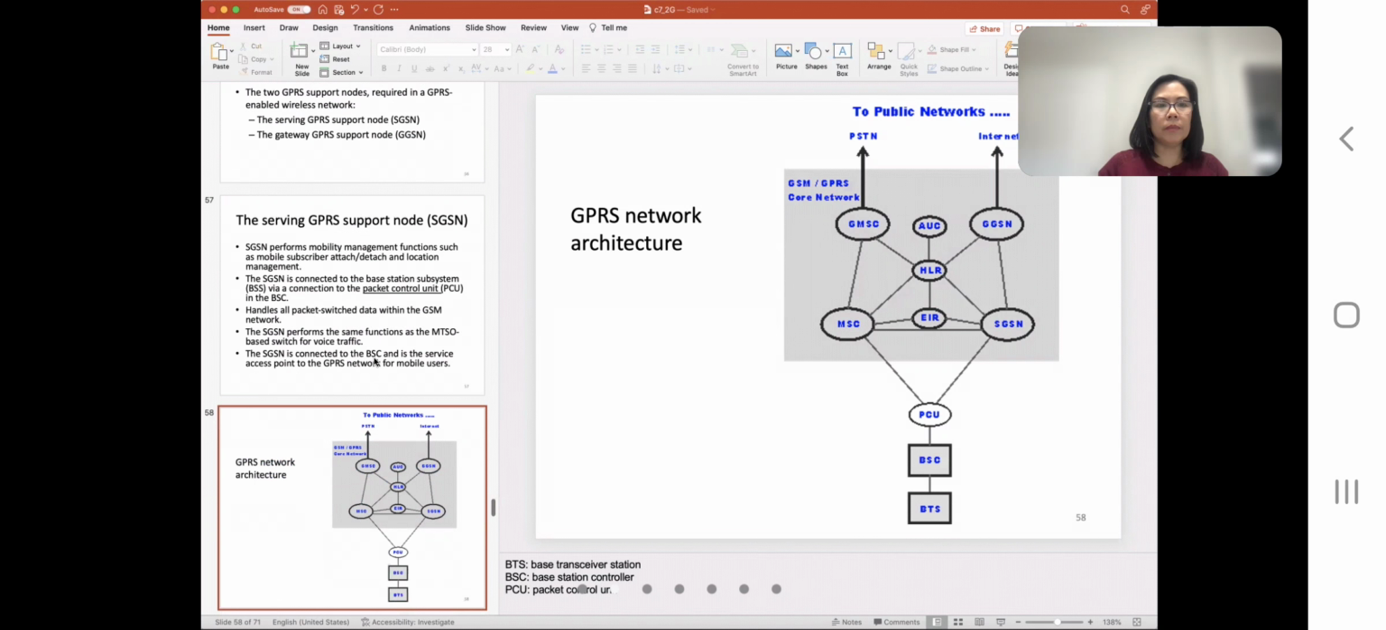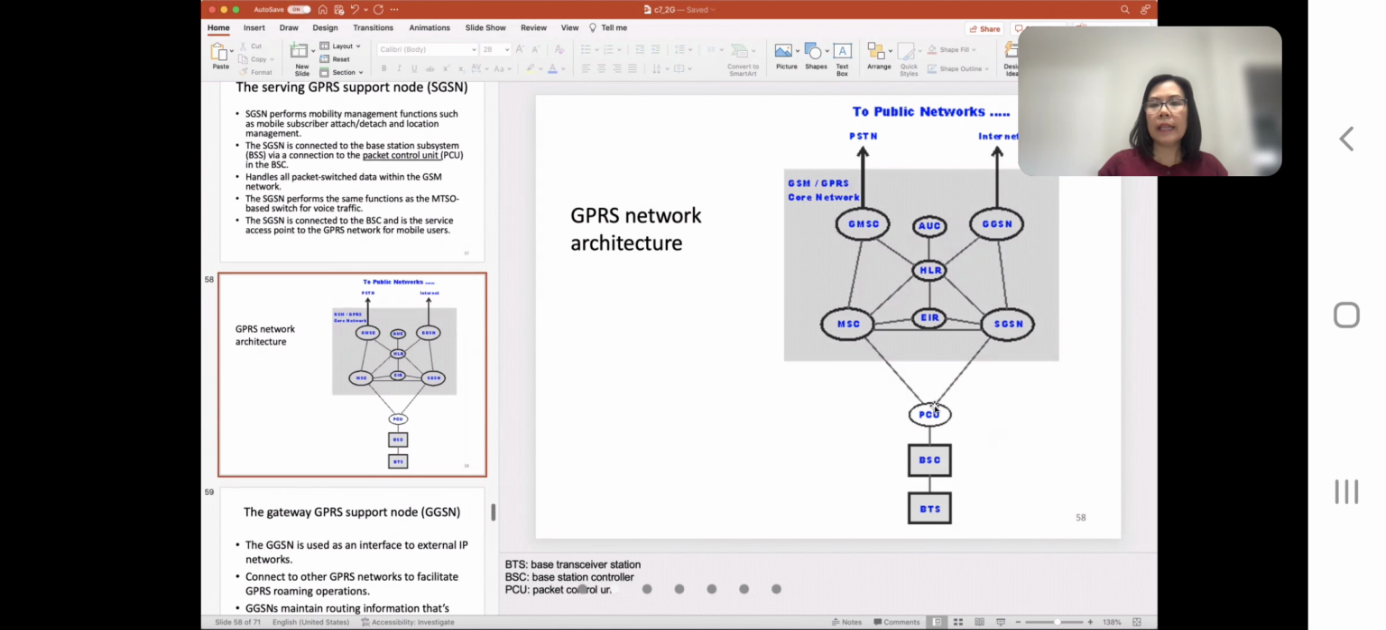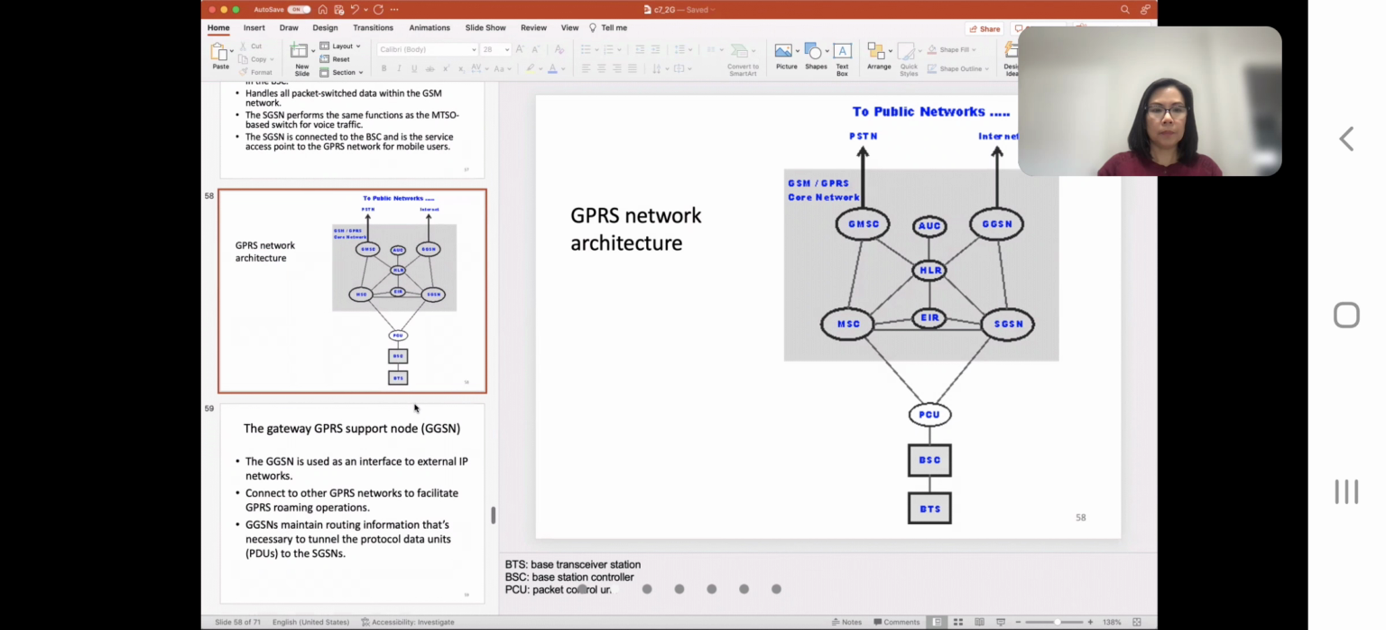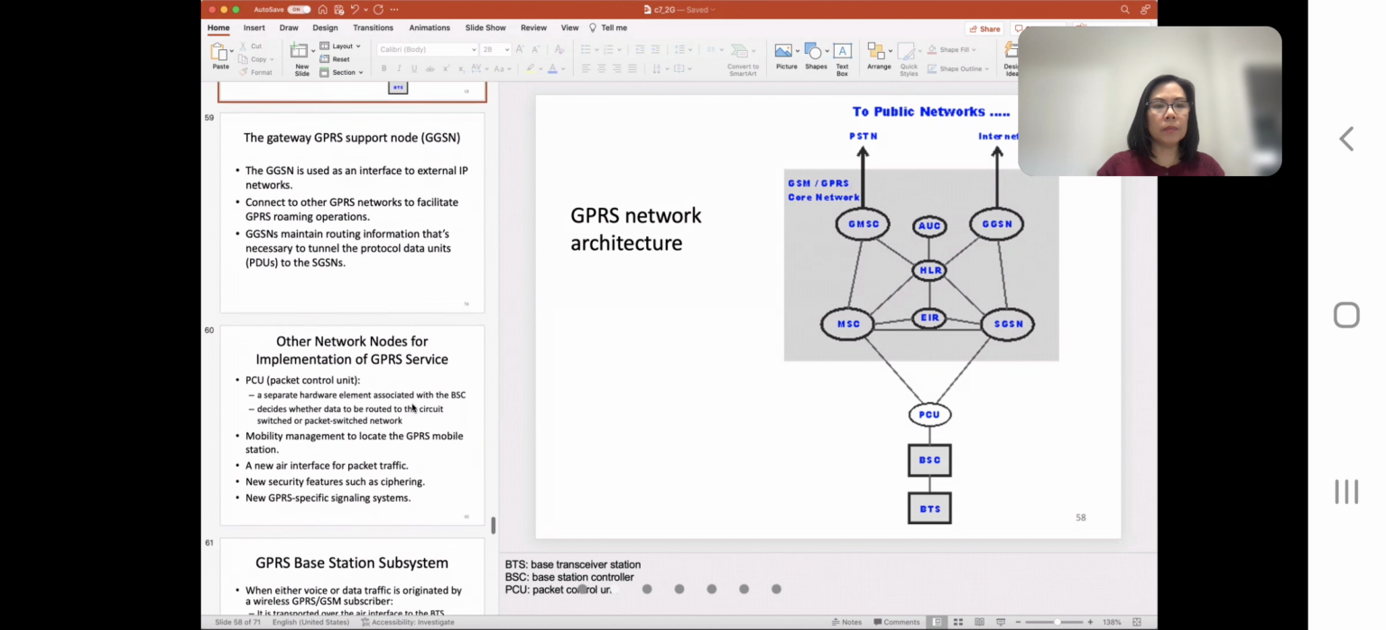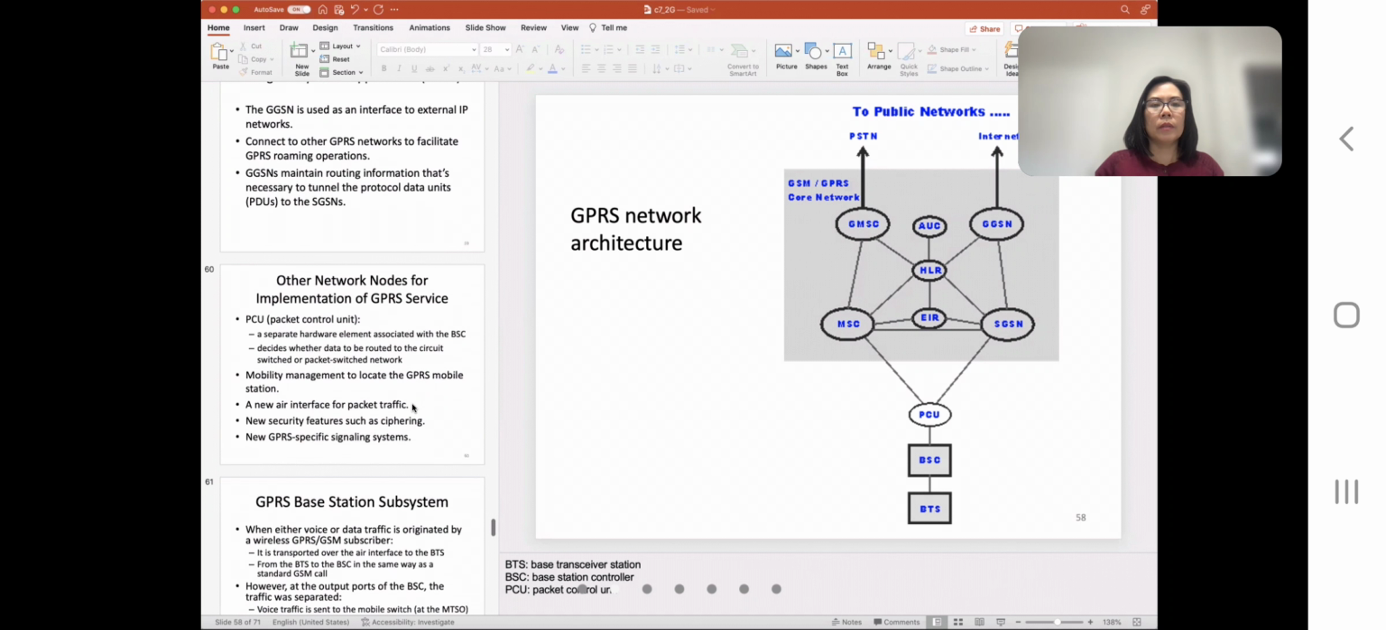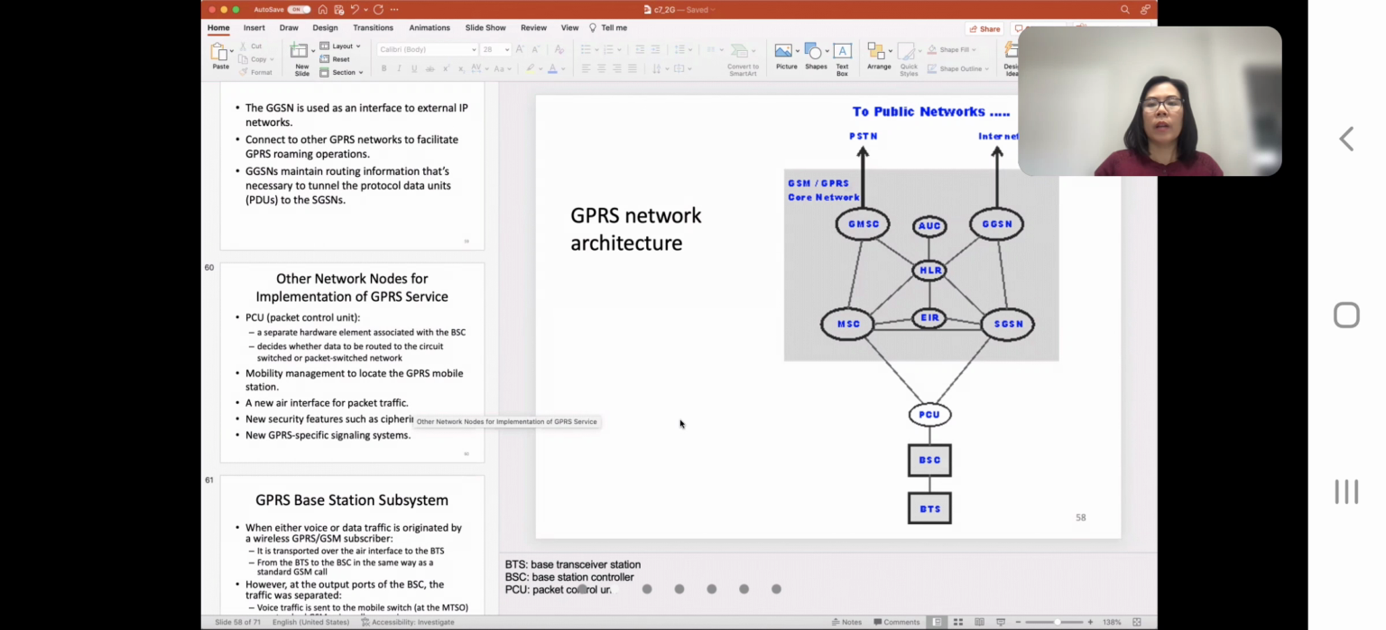All right. And now this is the PCU, the packet control unit. The packet control unit is a separate hardware element associated with a base station controller.